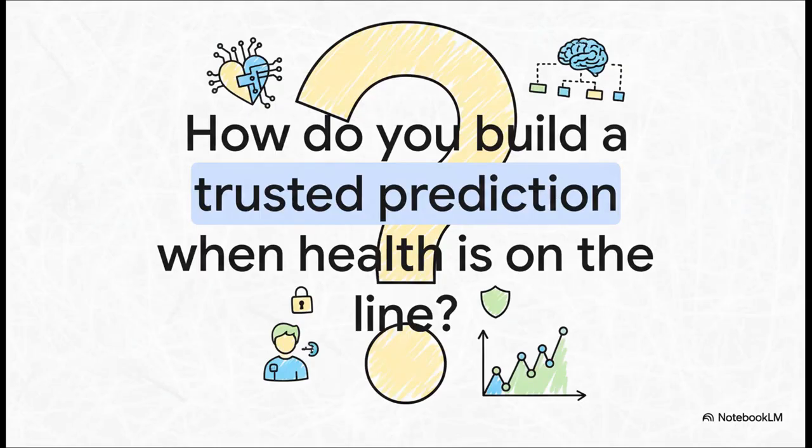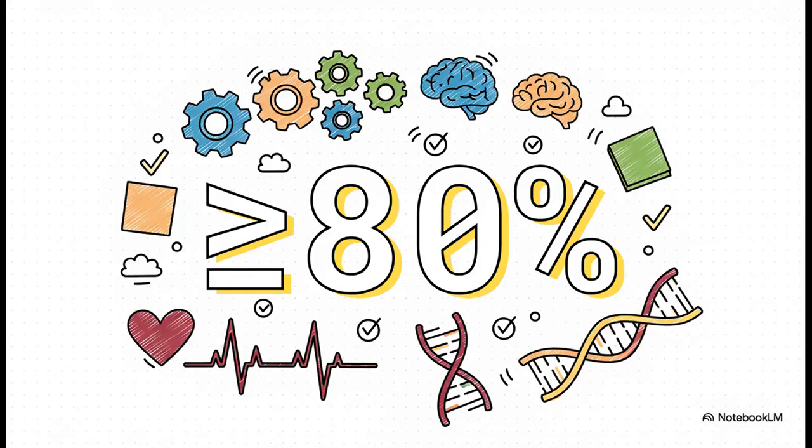And really, this question is at the heart of the whole thing. We're not just playing around with algorithms here. We're choosing a tool that could have a real impact on someone's health. So how do we build a model that gives us a prediction we can actually trust and, maybe more importantly, act on?